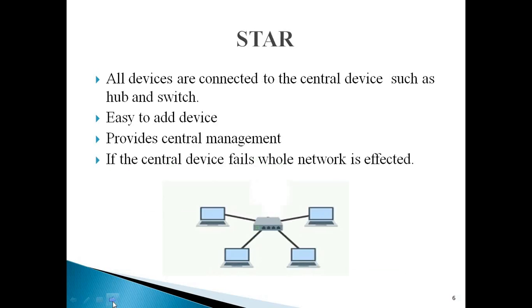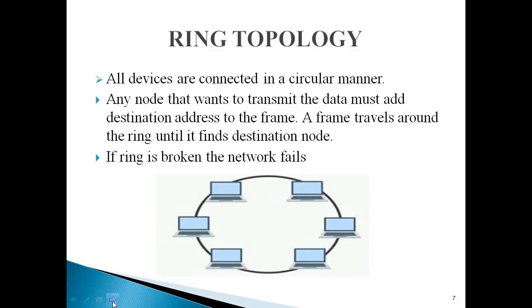In the case of star topology, all the devices are connected to a central hub. Easy to add devices, provides central management. The disadvantage is if the central device fails, the whole network is affected. In the case of ring topology, all the devices are connected in a circular manner. Any node that wants to transmit data must add the destination address to the frame. A frame travels around the ring until it finds the destination node. If the ring is broken, the network fails.